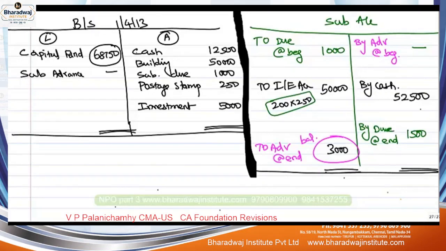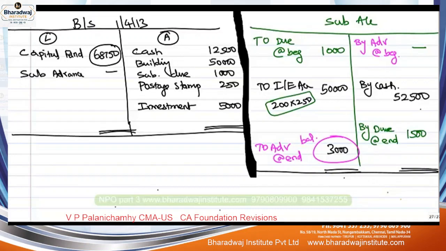Once again, pay attention. How much is the opening balance due? 1000. They said there is no advance. How many members are there, and how much should 200 members pay? 250 each, so 50,000 is the income. How much cash have we collected? 52,500. The due at the end of the year is given in the adjustment. How much is the current year outstanding subscription? 1,500. When you tally, you will get the advance at the end of the year as a balancing figure.